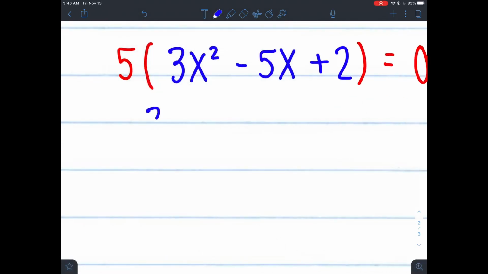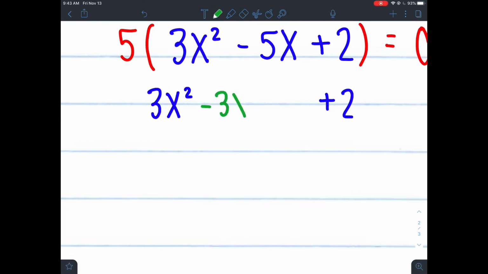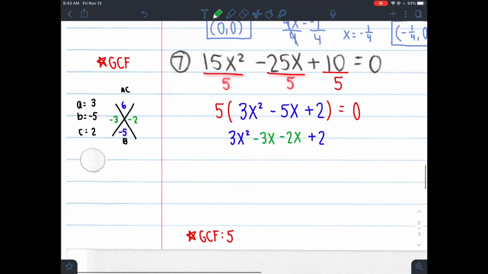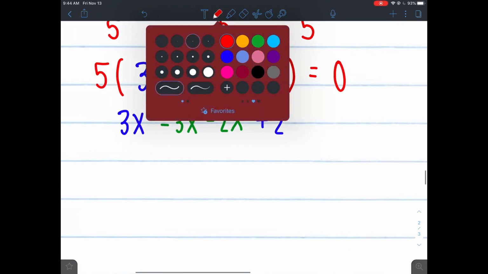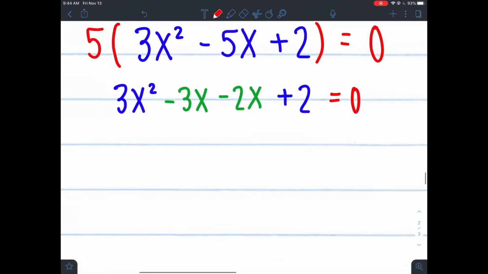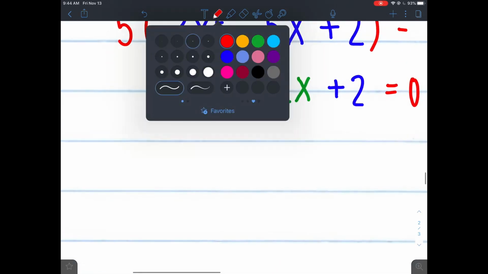So we know that our first term, 3x squared, is going to stay the same, and we know that positive 2 is going to stay the same, but we're splitting that middle term up. So we have negative 3x and negative 2x. Now remember, the order doesn't matter, so if you want to put negative 2 first, you can do that as well, and you'll get the same factors in the end. Equals 0. Once you have 4 terms, you can now factor by grouping.